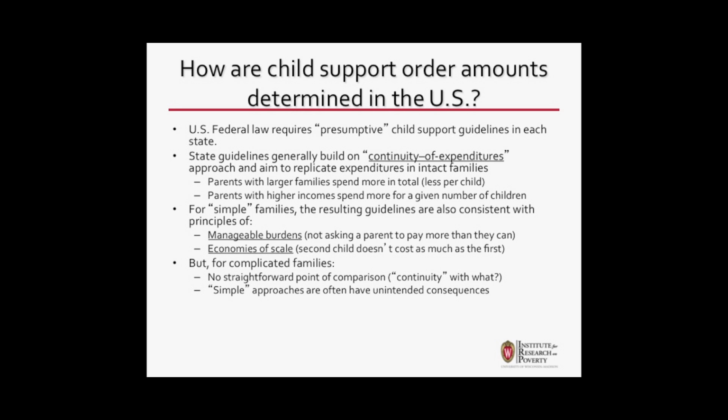You get something I'm going to call manageable burdens. So in some ways it doesn't make sense to have a formula that gives us a great big number that won't be paid. Right? So what's the sense in that? So you have to have some level of order that's reasonable. And for simple families, mostly the guidelines work. But for complicated families, this is hard.